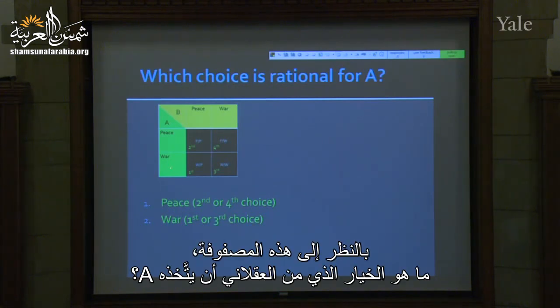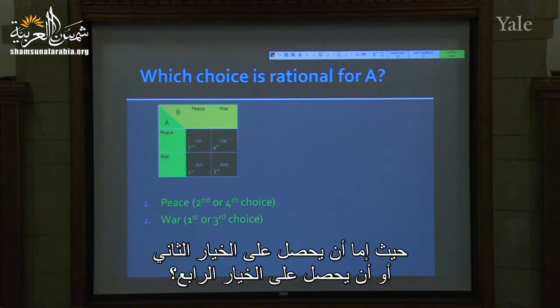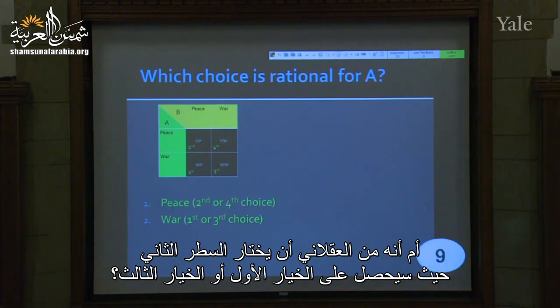So, question, if you'll take out your clickers, is this. Which choice, given this matrix, is it rational for A to make? Is it rational for A to choose row one, where she will get either her second or fourth choice? Or is it rational for A to choose row two, where she'll get her first or third choice?